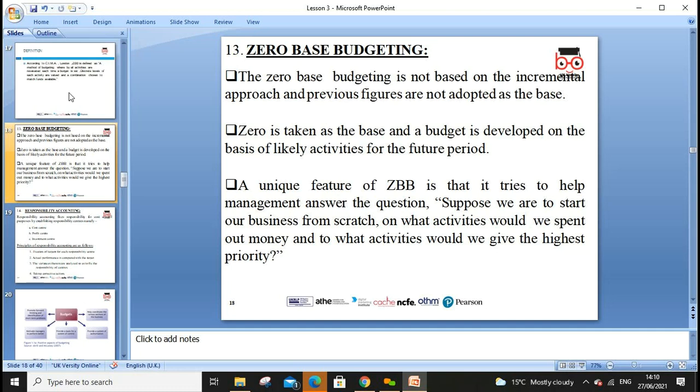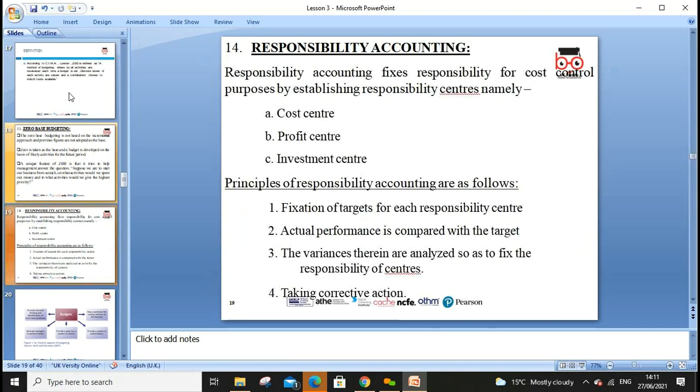So zero-based budgeting is not based on the incremental approach of previous figures, and they are not adopted as a base. Zero is taken as the base, and the budget is developed on the basis of likely activities for the future. A unique feature of zero-based budgeting is that it helps management answer the question: suppose we started our business from scratch, on what activities would we spend our money, and which activities would we give the highest priority?